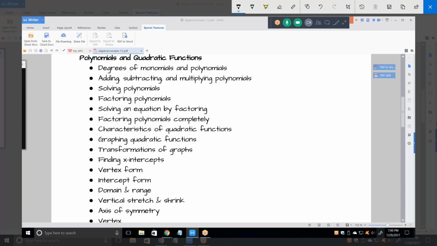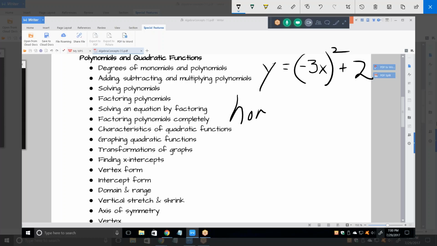Now I'm going to give you a similar one where everything is inside the function. Hold on. Now let's do just this one first. These can get a little complicated. What's the minus 3? Well, first of all, what's the minus 2? It's vertical or horizontal? Horizontal.